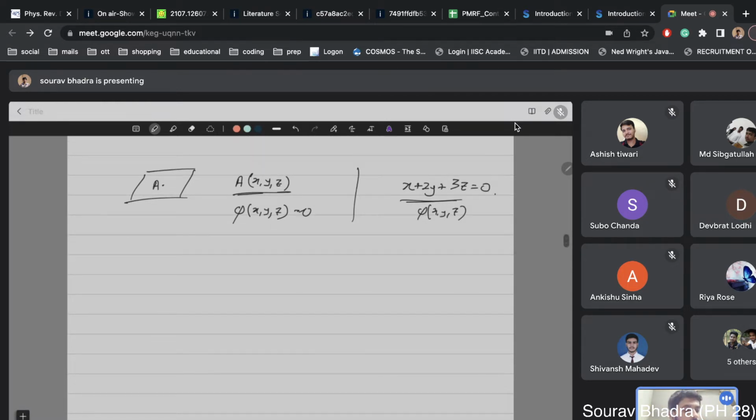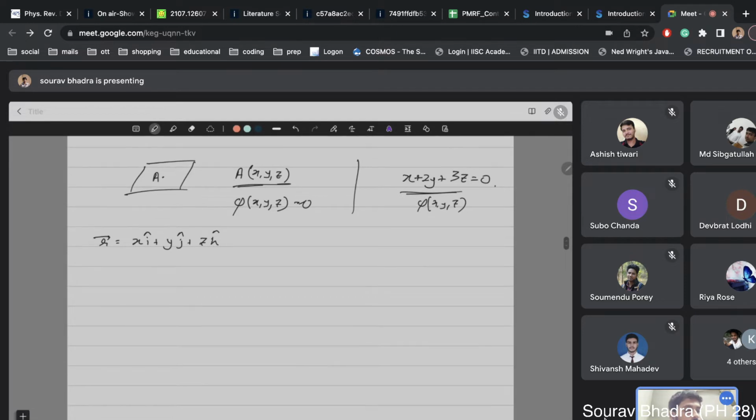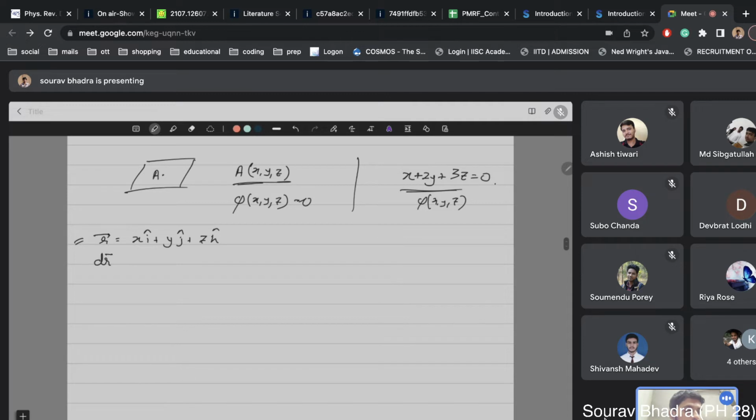Now suppose r is the position vector of A, which we can write as x i plus y j plus z k. General coordinate is 3, but the degrees of freedom is 2. There was a question from Rakibul. So this r is the position vector of A. If we take the differentiation, it will be dx i plus dy j plus dz k. This is dr.